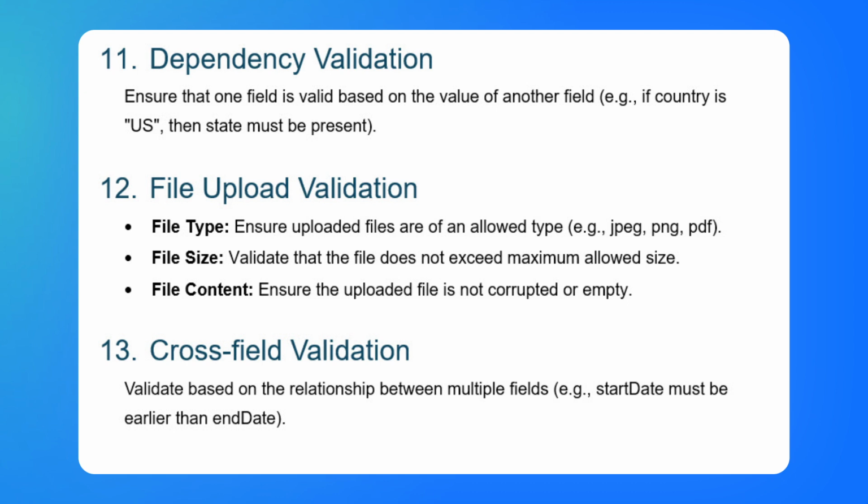File upload validation. File type ensures the uploaded files are of an allowed type, for example JPEG, PNG. Our API should not allow uploading other file types, for example exe. Then we have file size. Validate that the file does not exceed the maximum allowed size. For example, if there is a limitation that a 100 MB file can be uploaded, then a file of more than 100 MB should not be uploaded. In this case, a proper validation error message should be shown.